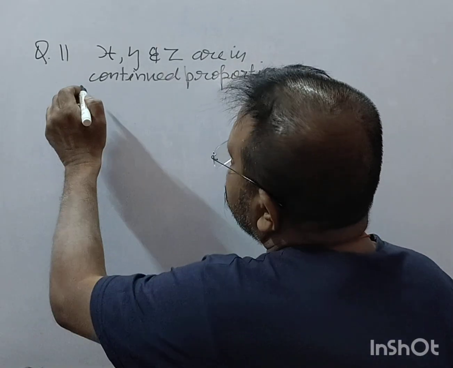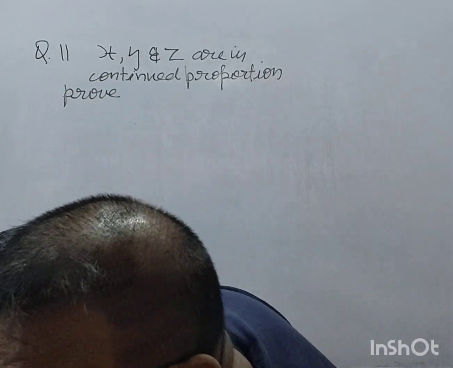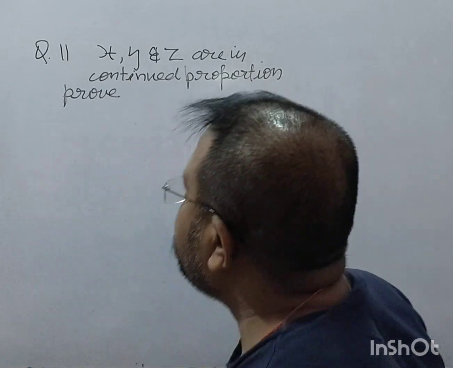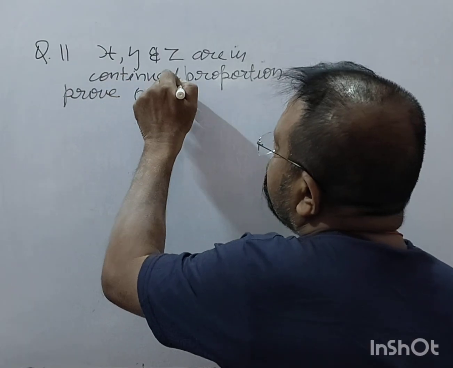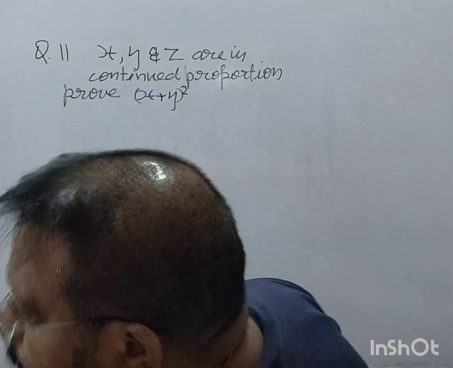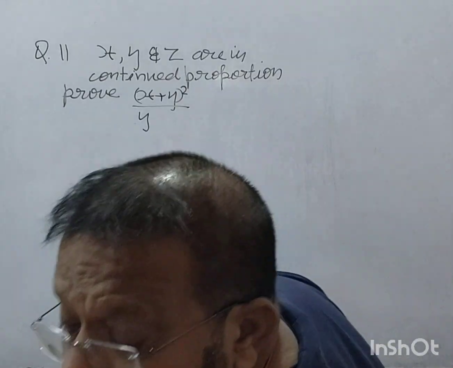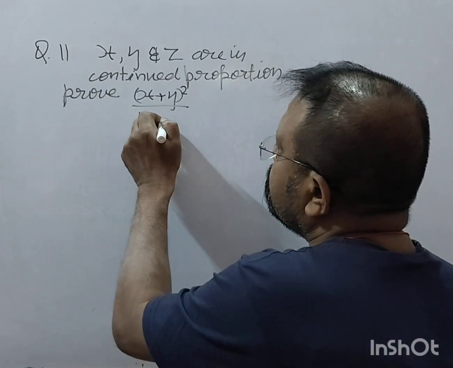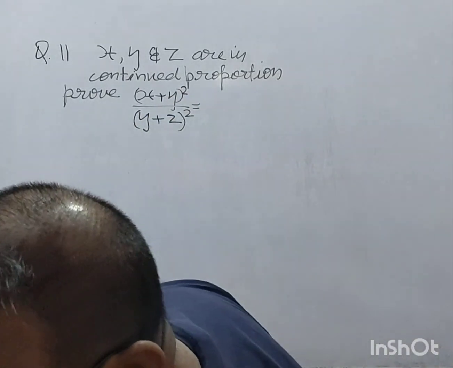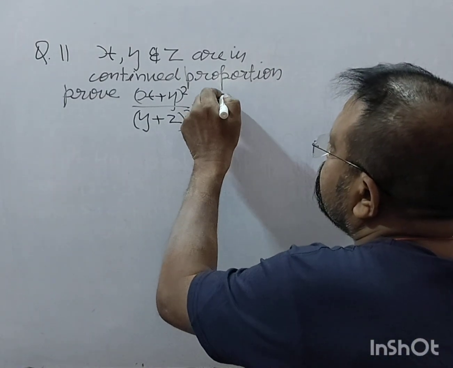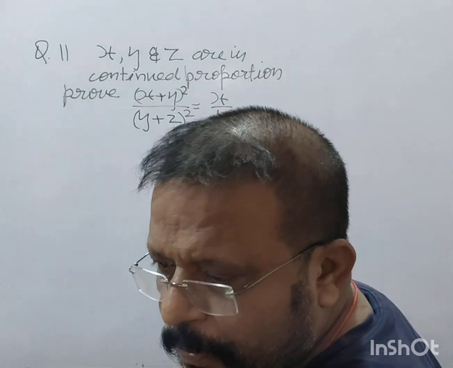Proportion. Right. Prove that (x plus y) whole square upon (y plus z) whole square is equal to x upon z. This we have to prove. So how will you do it?